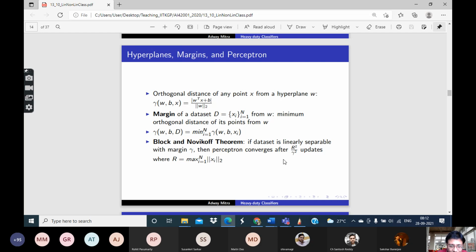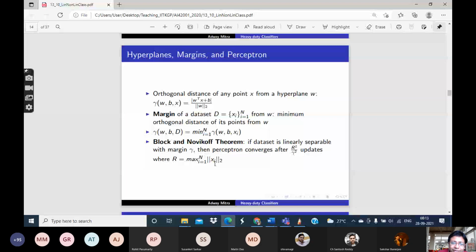Now let us look at this. It says R square by gamma square. What is R square? R square is defined as follows. It basically has got to do with the L2 norm of the different feature vectors. This is the L2 norm of any vector, and we know how to calculate the L2 norm of vectors. We studied that during ridge regression. So basically it has got to do with the largest L2 norm of all the n points.